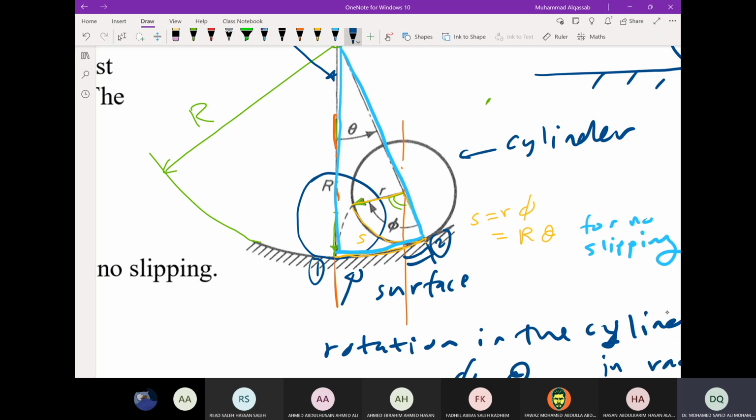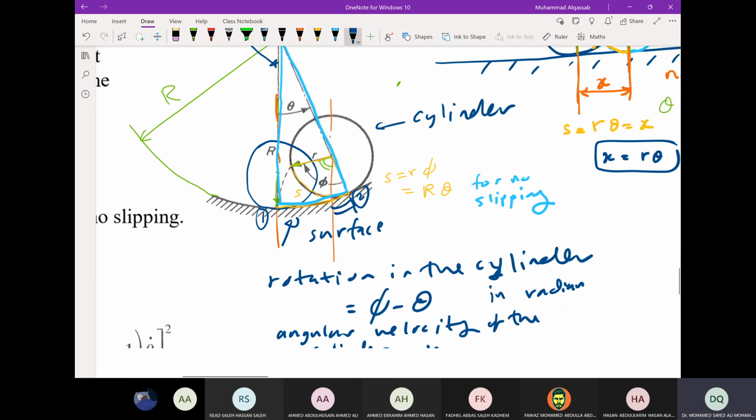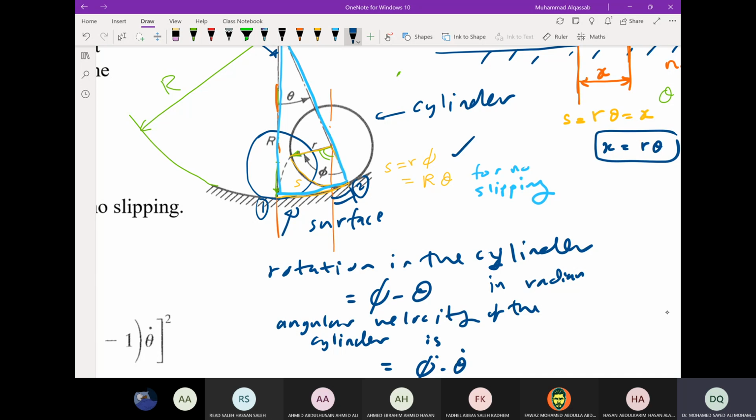For no slipping, the arc length of the two sectors should be the same: capital R theta should equal small r times phi. So the arc length in each sector should be equal. So r phi, which is the arc length of the sector on the cylinder, should equal R theta, which is the arc length of the sector on the cylindrical surface.